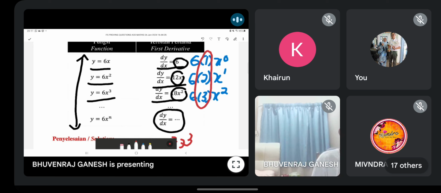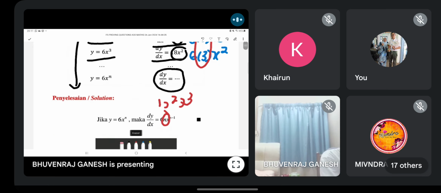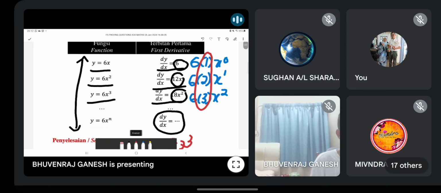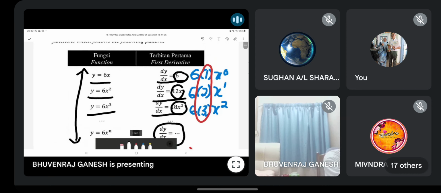That's why we give it an n value. Then you have another one here, x power n minus 1. What is this x power n minus 1? Basically, if you observe here, n is 1, but your x power is equal to 0.